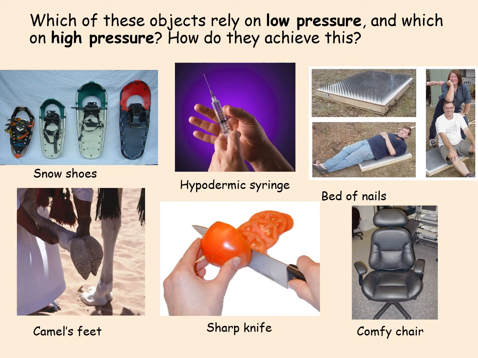The camel's foot, you see there the picture, very, very large, very, very wide. Again, that is low pressure, a bit like the snowshoe for walking on top of the sand, so don't sink. Sharp knife, high pressure. We need a thin, sharp blade in order to cut the tomato. And the comfortable chair is low pressure because you don't want to put lots of pressure on your body. It doesn't make it as comfortable sitting down.